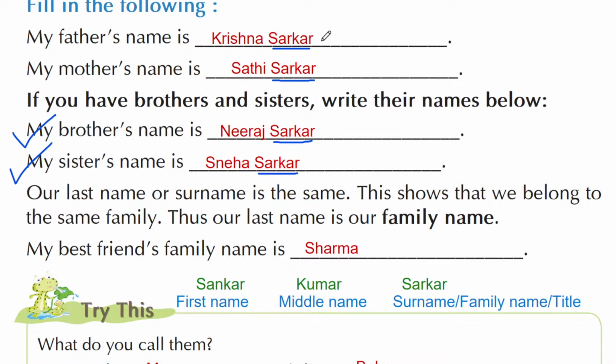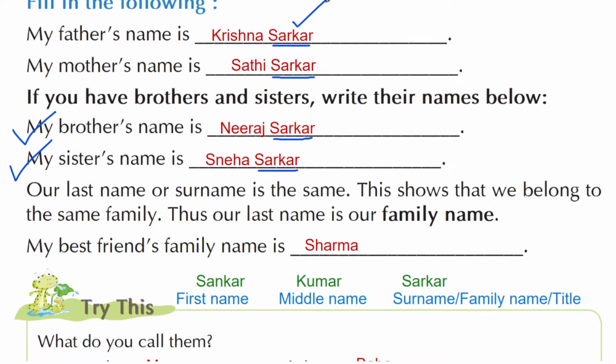This shows that we belong to the same family. As we share the same family name, it shows that we belong to the same family. Thus, our last name is our family name. So this is our last name, or we can say this is our surname, or this is our title. So this is our family name.